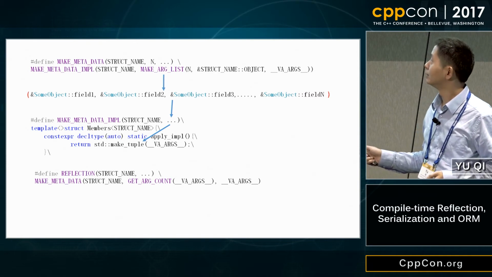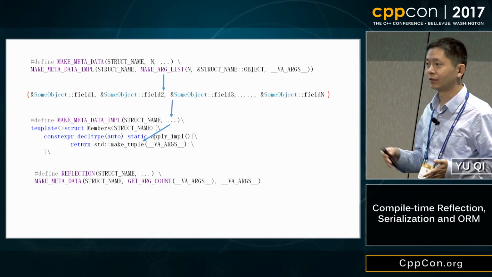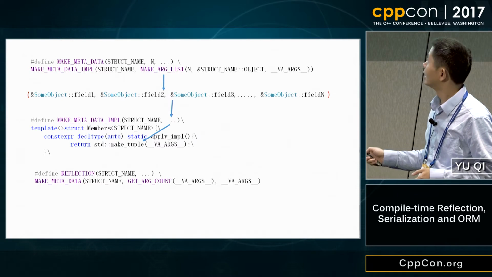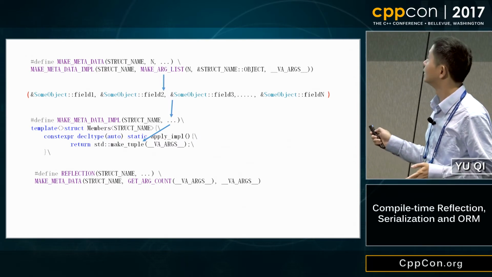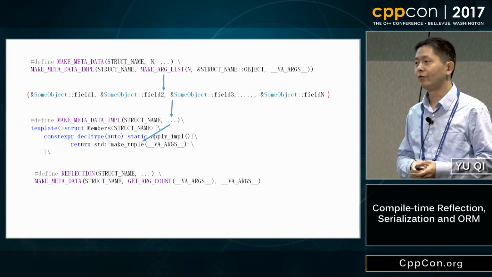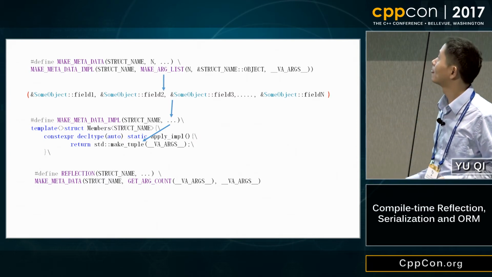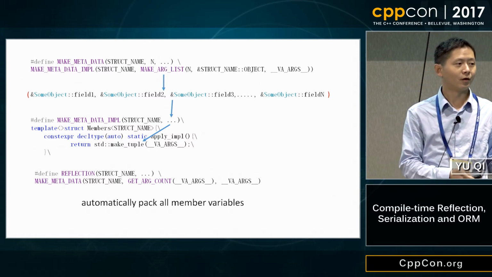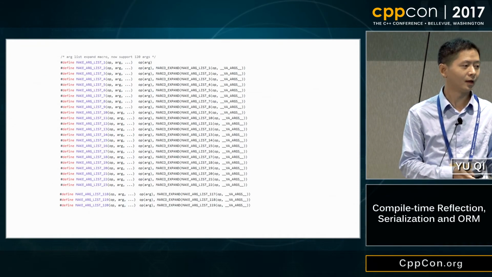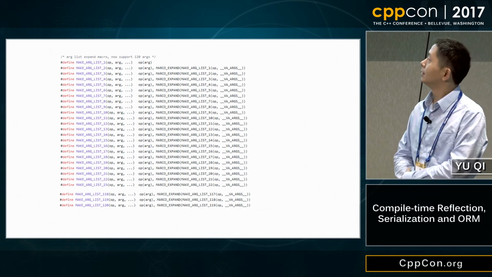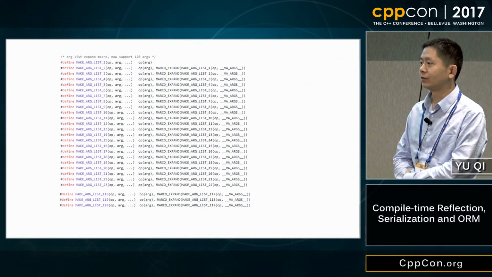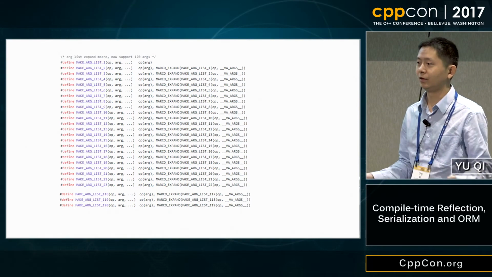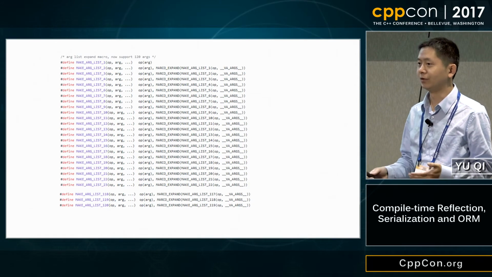This is the user macro. You just need to pass the object type and the field, just like Boost Hana or Fusion. And then we can count the number and pack the fields' references into a tuple. So we have automatically generated the metadata. And the library supports 120 fields at most. Of course, you can expand the fields as you need.